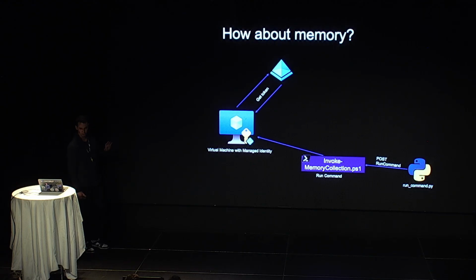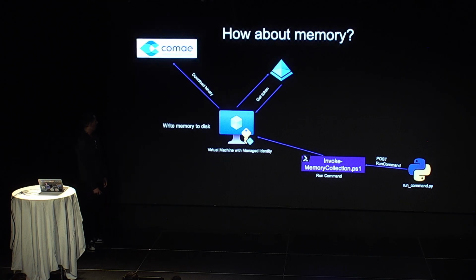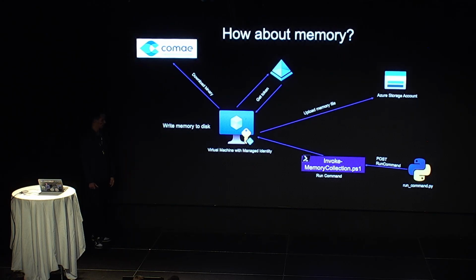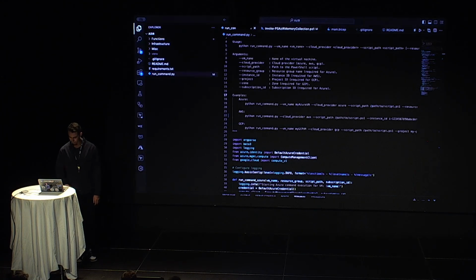The virtual machine is going to use its managed identity to authenticate to the cloud provider. It's going to download the binary from HTTPS. It could also be in a cloud storage where I have it pre-staged because it's already authenticated. And it's going to write the memory to disk. Now with the memory written to disk, it's going to again use its managed identity to upload the memory file to a storage account. And I'm quickly going to show you how this works as well.